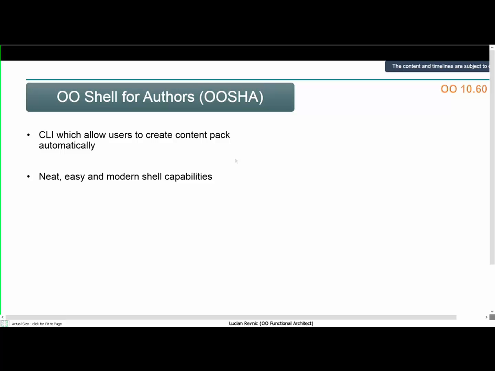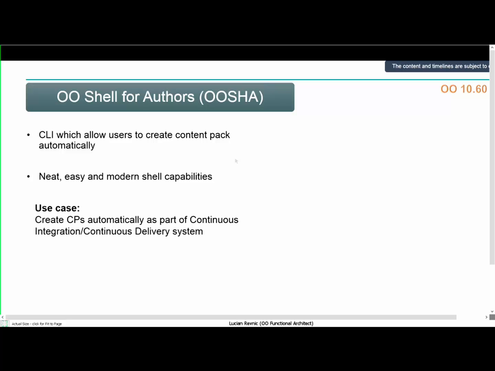Another feature that we are adding in 1060 is called OO Shell for authors, or for short OSHA. This OSHA is actually a CLI that in this version of OO will allow the user to create content packs from the CLI automatically. One of the use cases that we saw from users is that there are CI/CD, continuous integration, continuous delivery systems like Jenkins, for example, where the users are creating content.